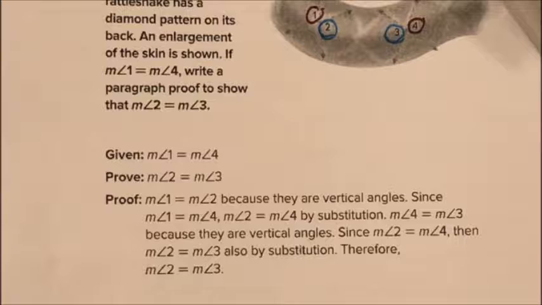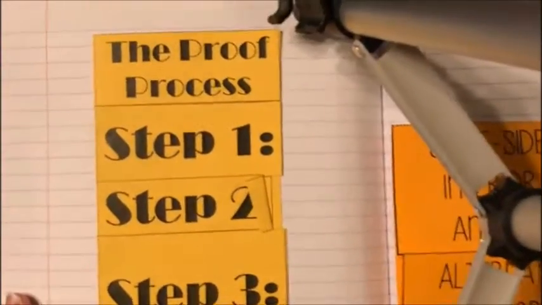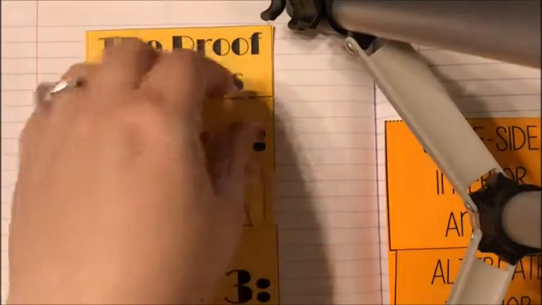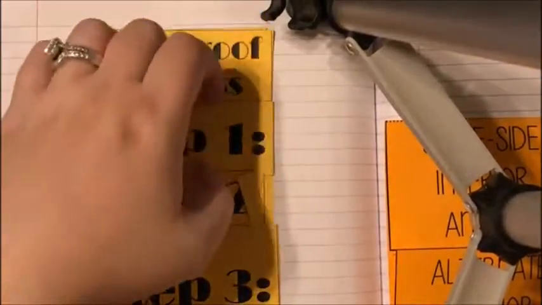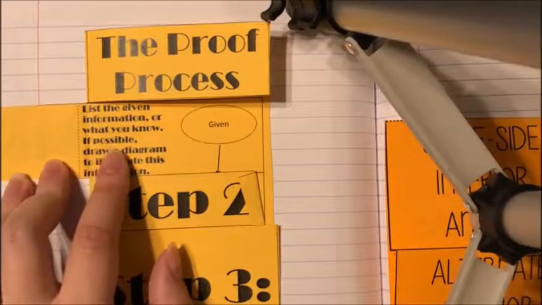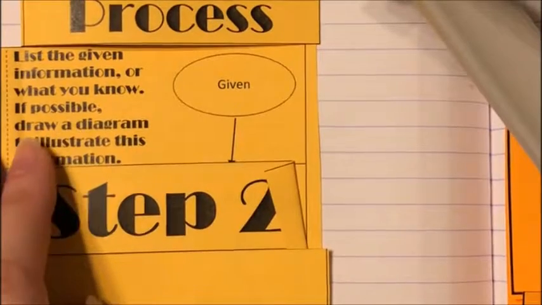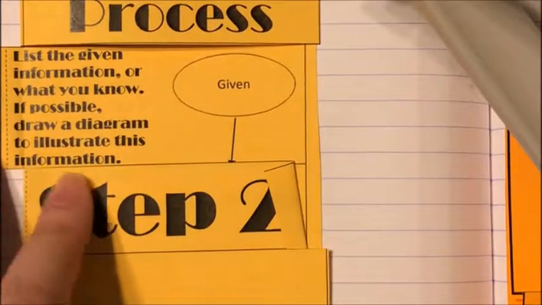So basically, we used information that we knew. We know about vertical angles, and we used the information they were given in order to figure out and prove that something else was true. All right, so this yellow foldable on the next page talks about the proof process. So step 1, I list the given information, or what you know is possible. Draw a diagram to illustrate this information.